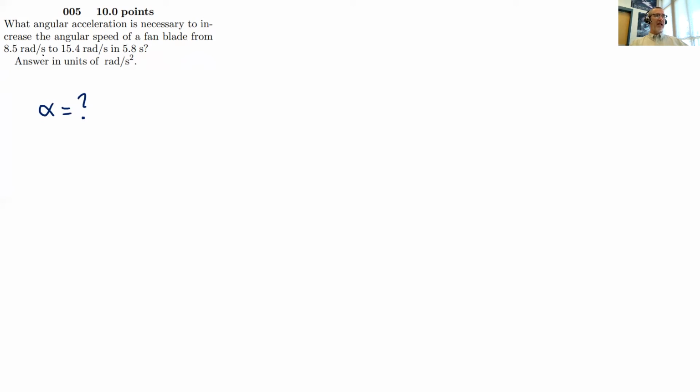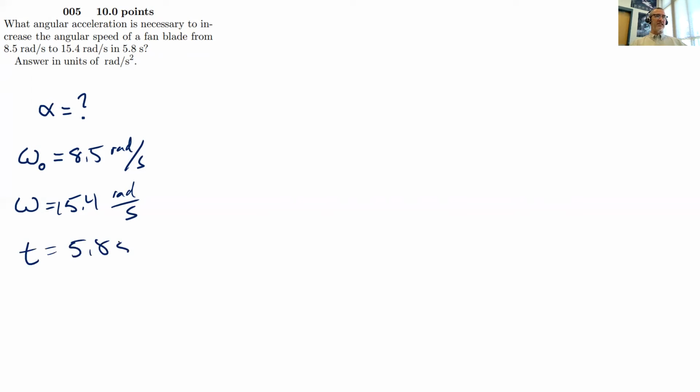So my initial angular speed is 8.5 radians per second. That would be my angular speed zero, omega zero, is going to be 8.5 radians per second. And the final angular speed is 15.4 radians per second. So my final angular velocity is 15.4 radians per second. And this says that the elapsed time is going to be 5.8 seconds.